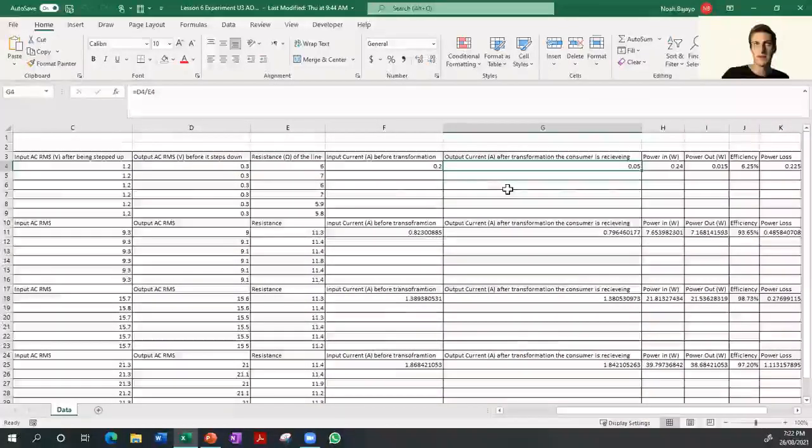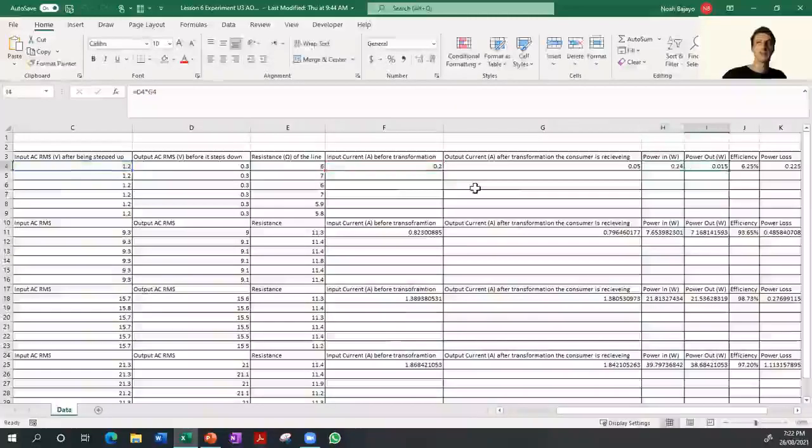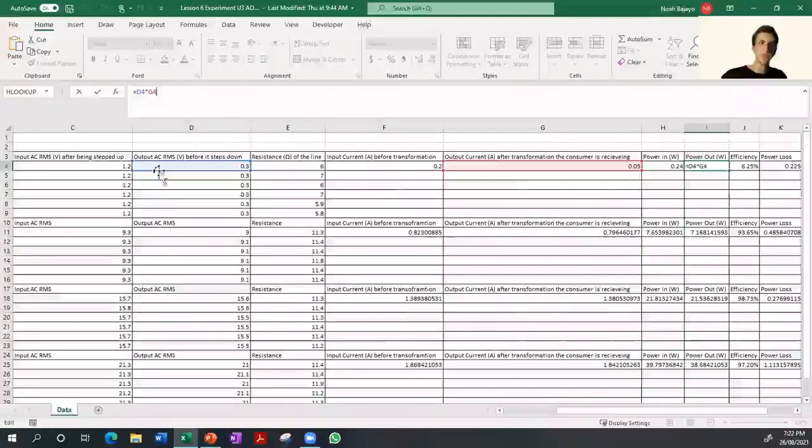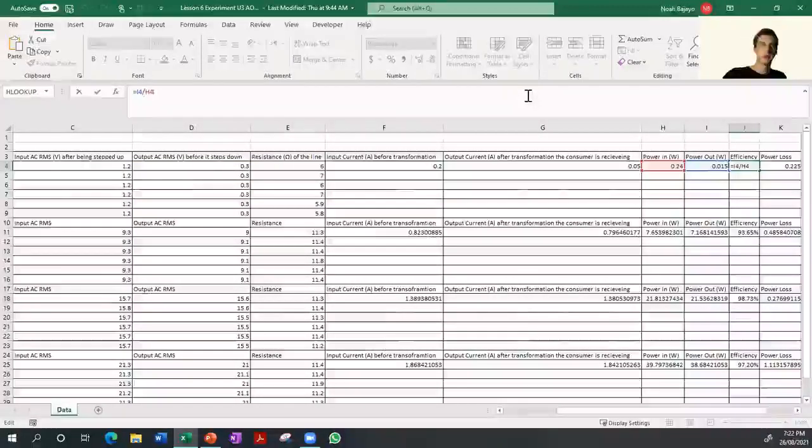So that's that. We take the power in, so we multiply the input current by the input voltage, and the power out, which is the output voltage multiplied by the output current. And then the efficiency is simply the ratio of the powers.